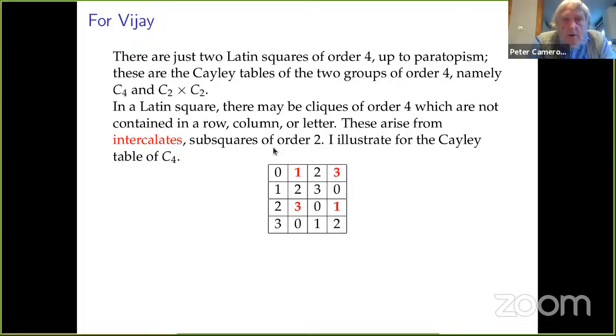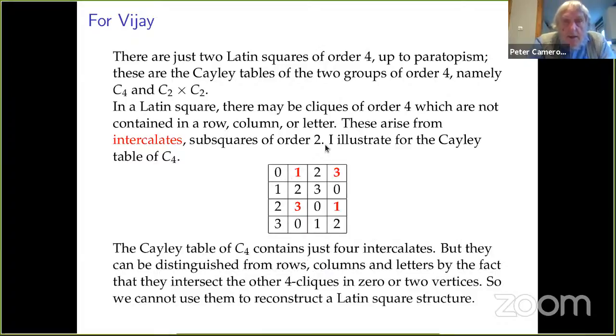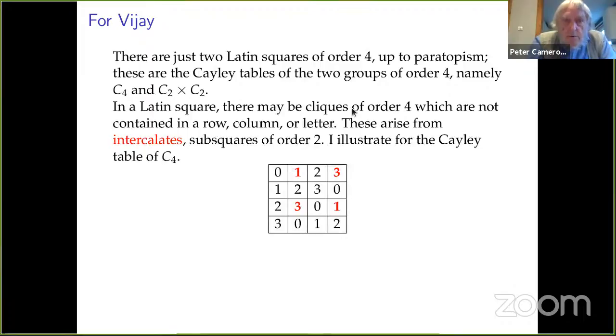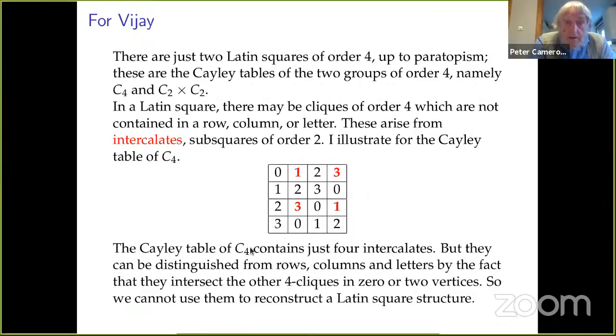So in a Latin square, you have cliques corresponding to the rows, cliques corresponding to the columns, and cliques corresponding to the letters. But you can also have cliques of size 4, and these come from things called intercalates, which are 2x2 subsquares. So I've highlighted an intercalate in red here. In these 4 positions, they use 2 rows and 2 columns, and they have just 2 symbols in them. So there is an intercalate in the Cayley table of the cyclic group. And it's easy to see that the cyclic group has only 4 intercalates. That's the one I've highlighted. You can move it one place left, you can move it one place down, or you can do both. So there are just 4 intercalates. They're pairwise disjoint, and they meet all the rows, columns, and letters in 2 structures.